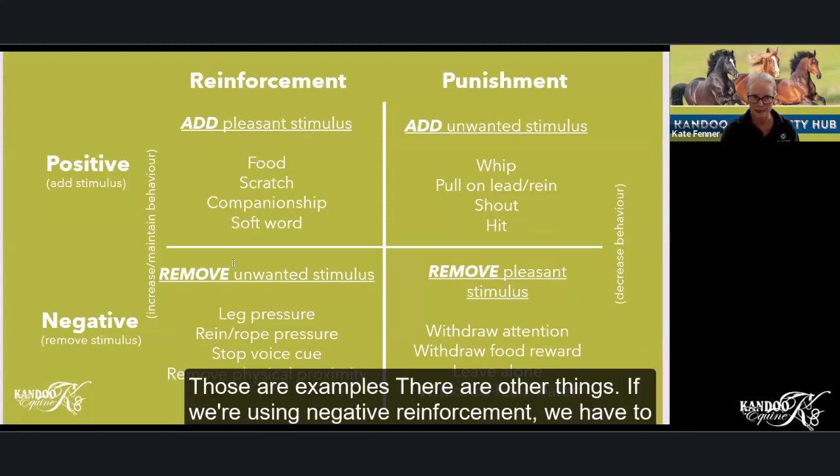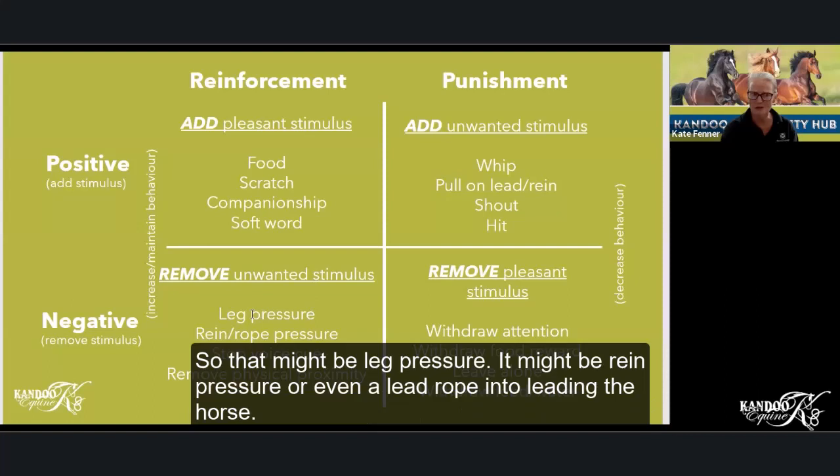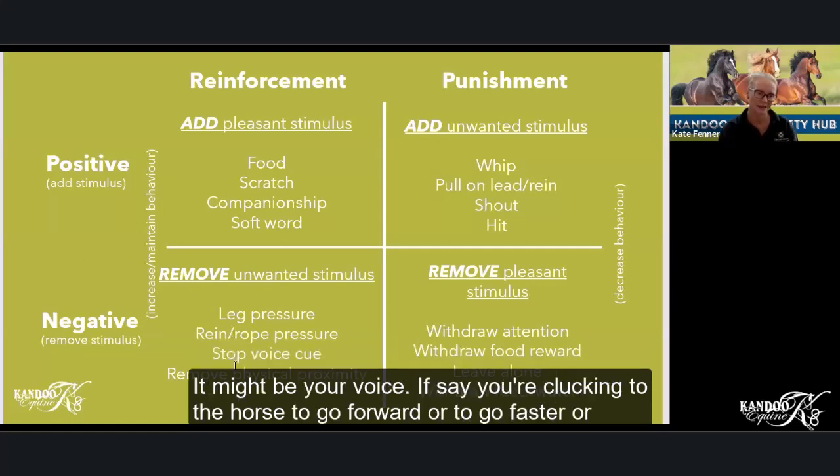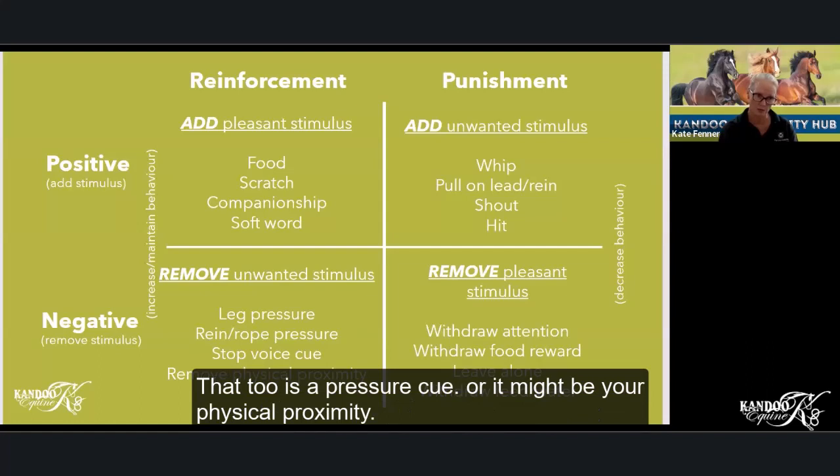If we're using negative reinforcement, we have to remove something that the horse doesn't want. So that might be leg pressure. It might be rein pressure, or even the lead rope if you're leading the horse. It might be your voice. If, say, you're clucking to the horse to go forward or to go faster or something, you might stop using your voice. That too is a pressure cue. Or it might be your physical proximity.